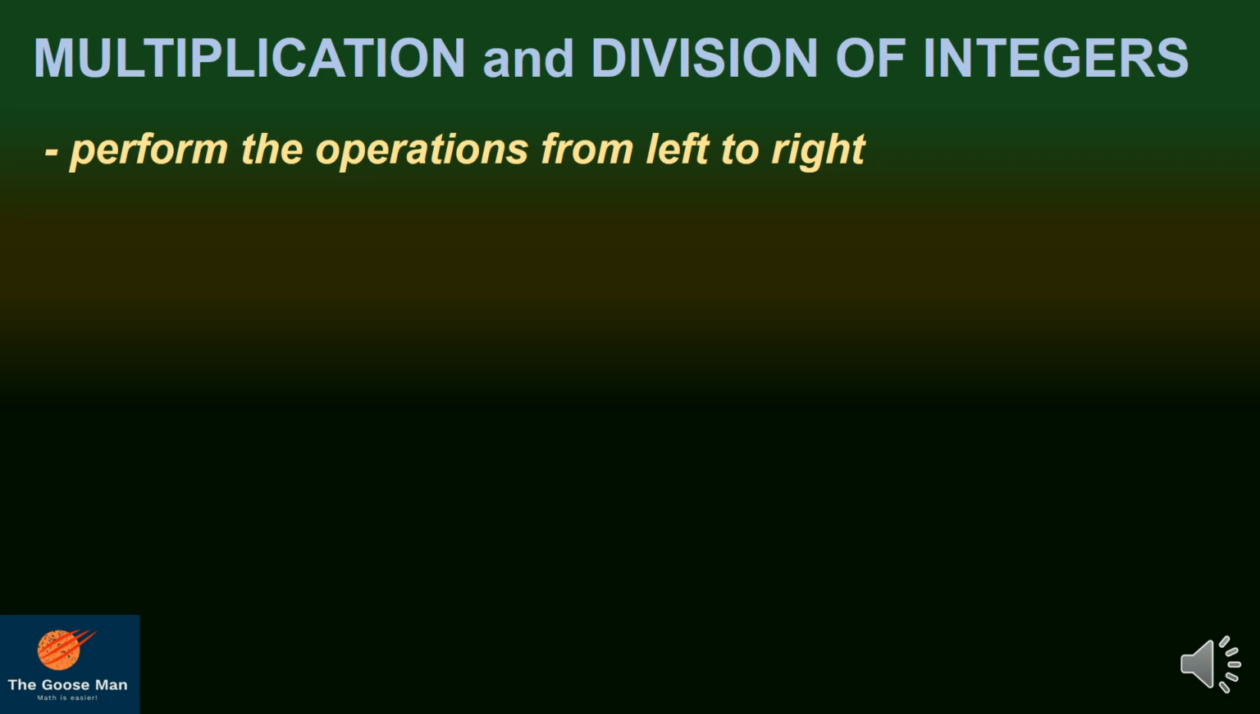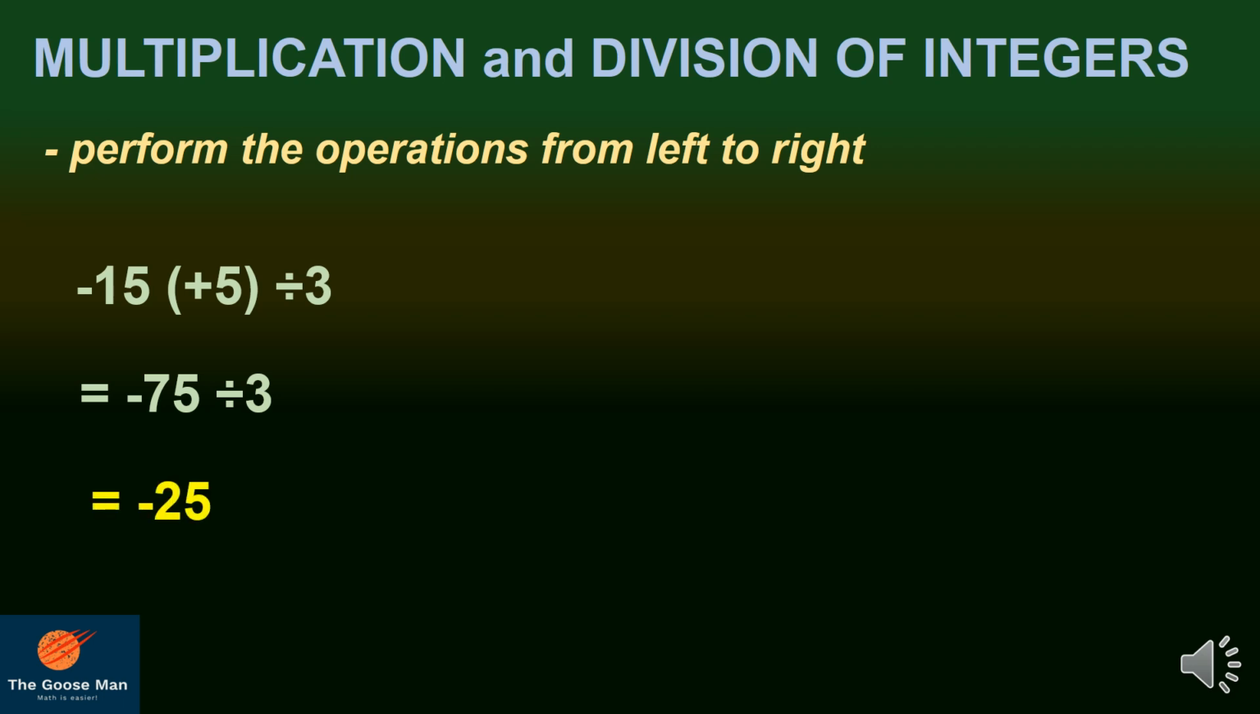If we have combined operations between multiplication and division of integers, again, we will perform the operations from left to right. Example, negative 15 times positive 5 divided by 3. Again, we will perform the operations from left to right. So we have negative 75 divided by 3. So the answer is equal to negative 25.